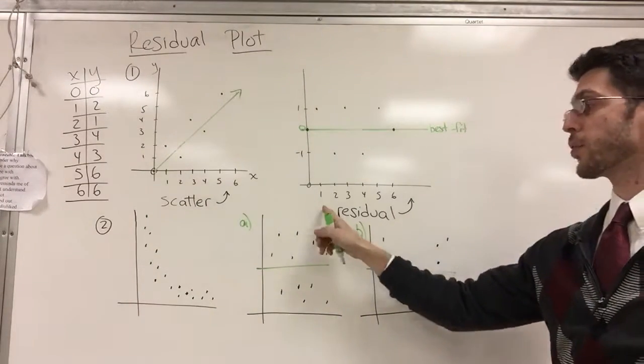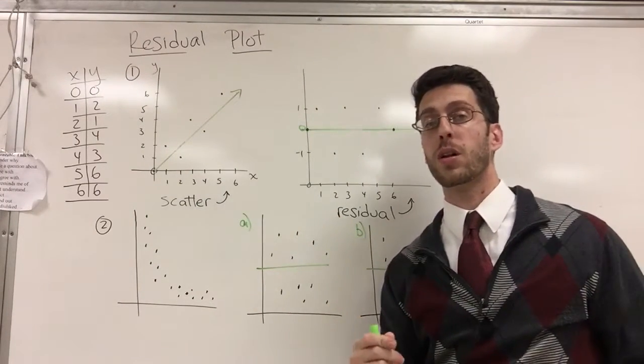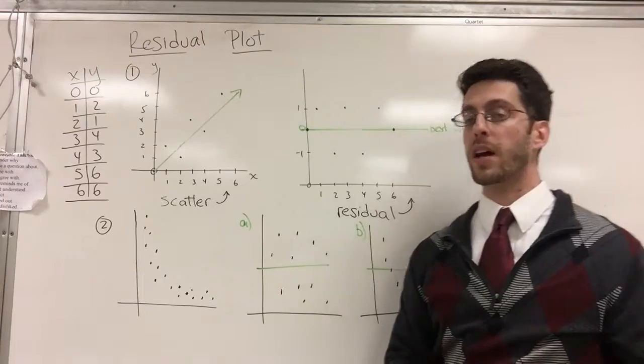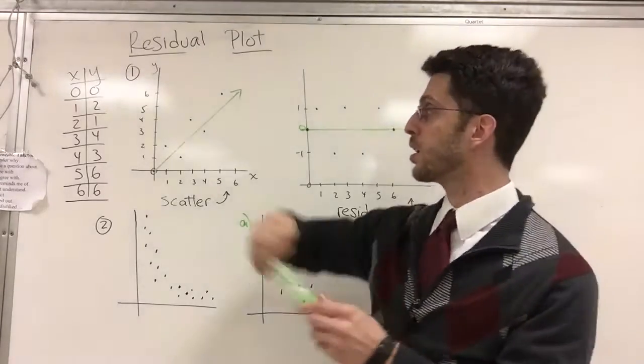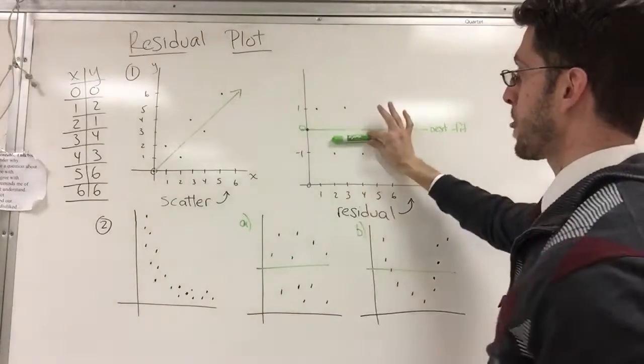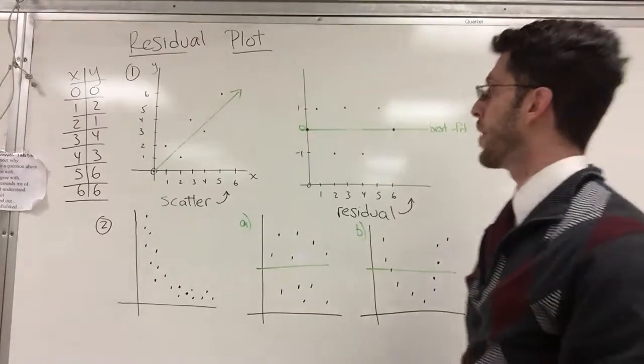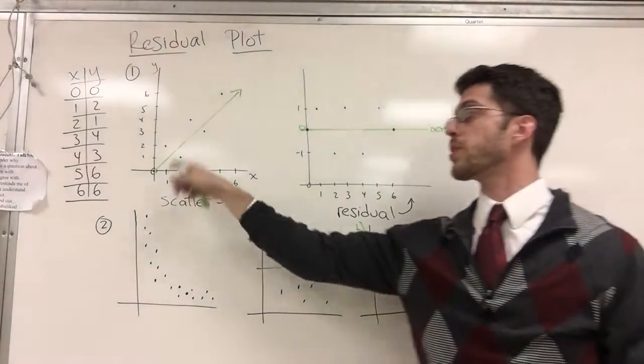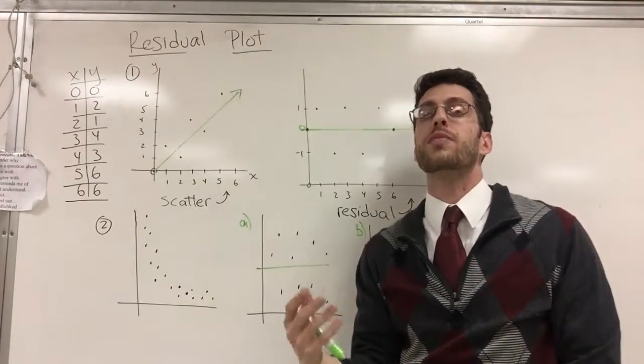Now, let's look here at the residual. What's a residual plot? A residual plot is where you literally take your line of best fit and you turn the whole thing and make it a horizontal line. And then you look at your points. How are they left over?